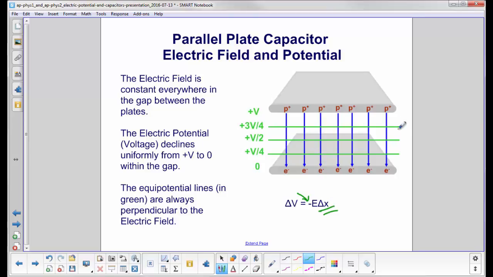And what are these green lines? Equipotential lines, which are always perpendicular to the electric field. So hopefully you can see how all the work we spent earlier understanding equipotential lines, the electric field is perpendicular to the equipotential lines, this equation, how it's all coming together as we describe a capacitor.